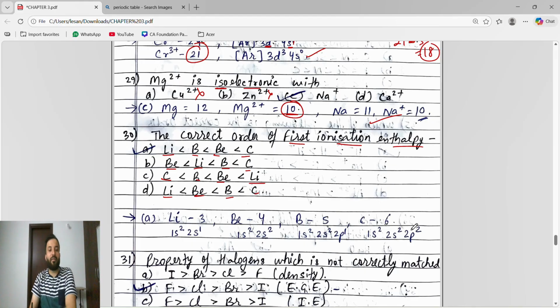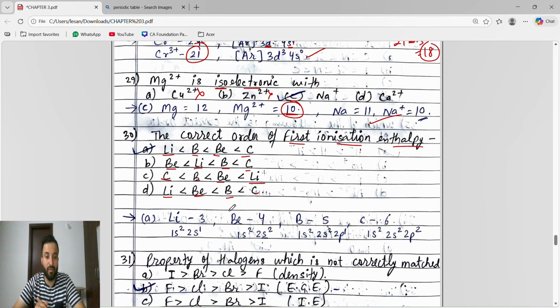Okay, so guys, we have to find the correct order of first ionization enthalpy, so which has the highest. Guys, see here, ionization enthalpy, we know, is the energy required to remove an electron. So removing an electron, it's the first ionization enthalpy, means first we have to remove the electron. Guys, we know removing an electron is the difficult part.